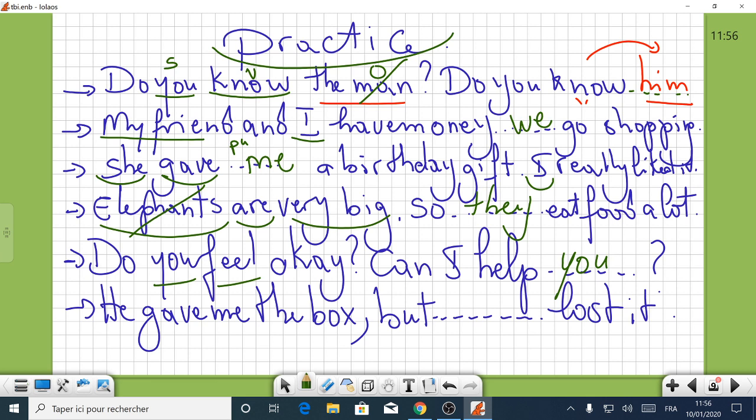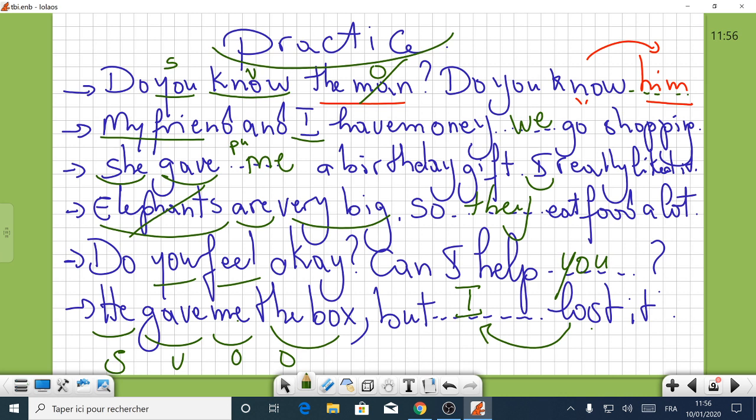Then the next sentence, he gave me the box. He is a subject, gave is a verb, and me is the first object, and the box is the second object. So here we have object, object, and here we have subject, and here we have verb. But I lost it. So when we have it before the verb, that's a subject pronoun. So we say, he gave me the box, but I lost it.